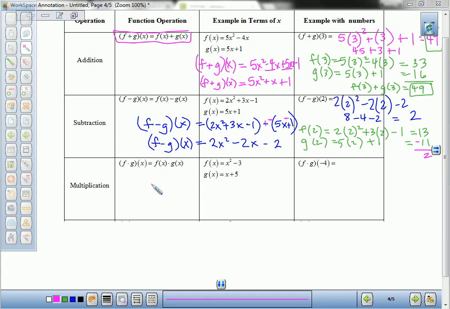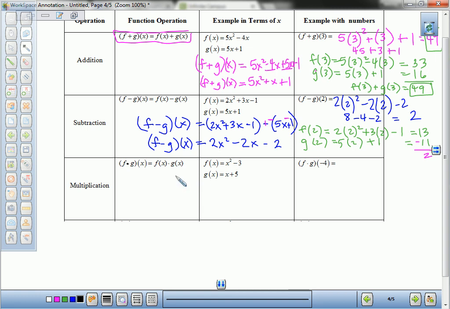Now the next one is multiplication. Now this is a small closed dot, just a dot, okay? Because tomorrow we're going to work with composition, which is an open dot. So I want you to be keenly aware, is this dot a closed dot or an open dot? Because if it's a closed dot, that tells me just to multiply, straight out multiplication. All right, so f times g of x.